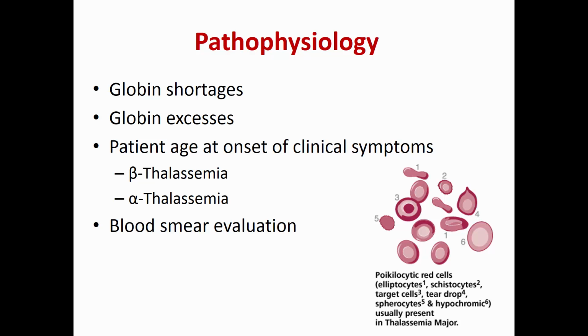So, the pathophysiology of thalassemia. We're going to go ahead and talk about the different types of thalassemia, and you understand the name comes from which globin chain is going to be affected. If you have the problem in the beta chain, beta thalassemia. If you have the problem in the alpha chain, you're going to have alpha thalassemia.